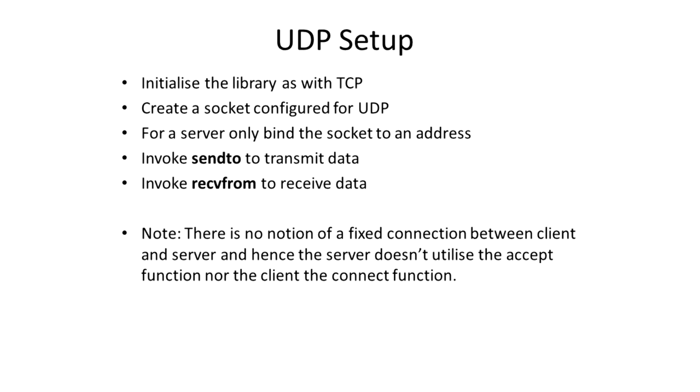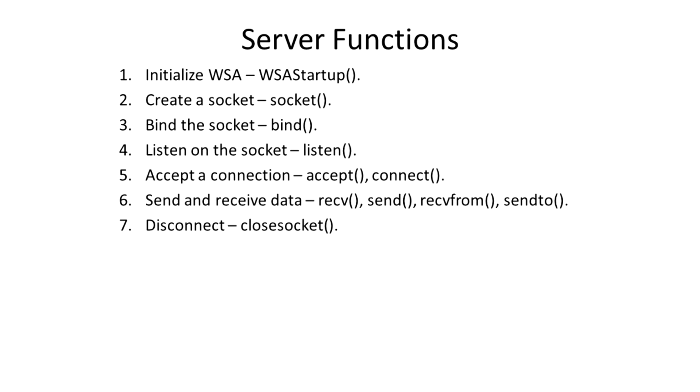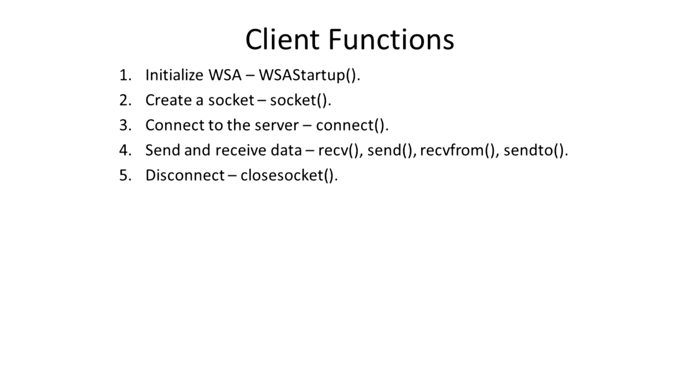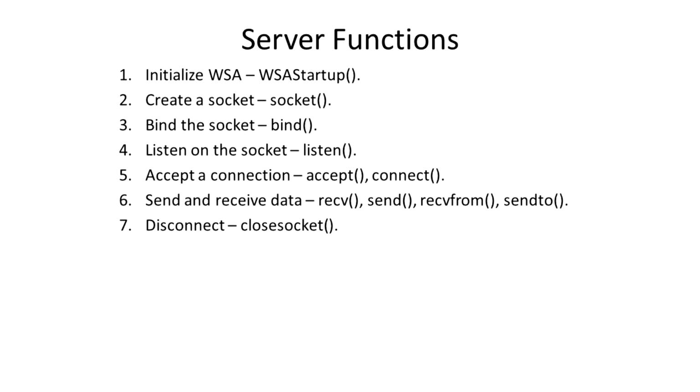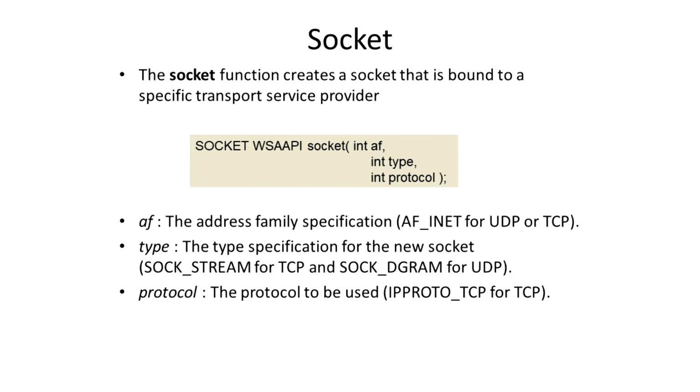So in order to use UDP to transmit data from server to client and client to server, we're going to have to make some changes to the way we set up the application on the client and the server. If you remember, there were 7 steps for the server and 5 steps for the client. The first step can be left unchanged. We're still going to load the DLL on both the client and server in order to make use of WinSock. However, when it comes to creating the socket, for both the client and the server in step 2, we're going to need to configure it to use UDP rather than TCP.